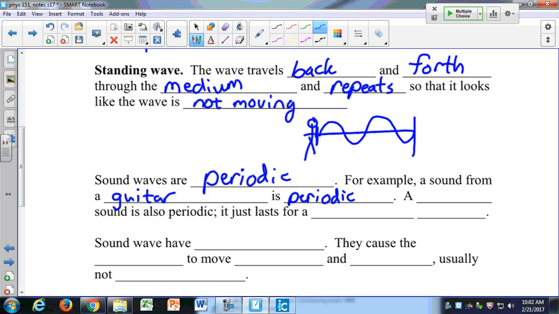A clapping sound is also periodic. It just lasts for a really short time. All right, so that sound is also periodic. It just lasted for a very short time, but during that time, the sound actually repeated over and over. And if you record the sound, you can actually see the repeats in the waveform.